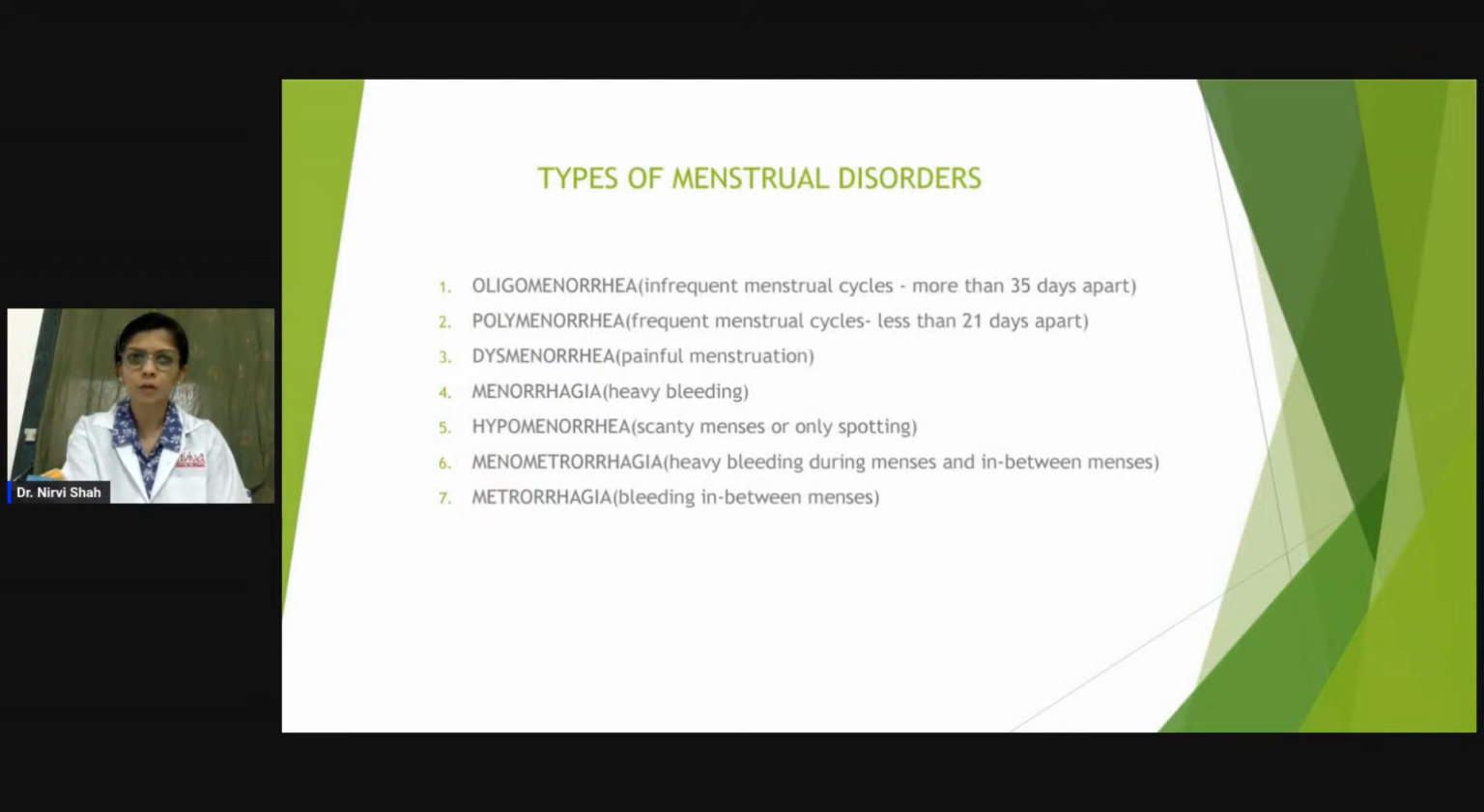There is oligomenorrhea, which is infrequent menstrual cycles that last more than 35 days apart. There's polymenorrhea, which is frequent cycles, less than 21 days apart. Dysmenorrhea is painful menstruation. Then there's menorrhagia, where there's heavy menstrual bleeding. There's hypomenorrhea, where there's only scanty menses or just spotting. And then there's menometrorrhagia, where there's heavy bleeding in between the cycles.